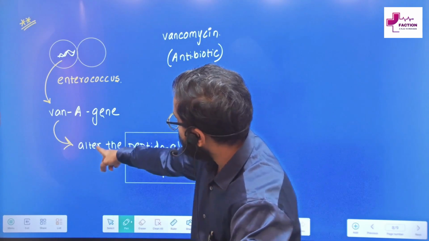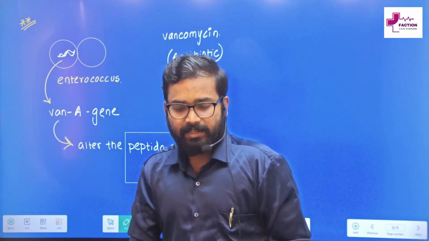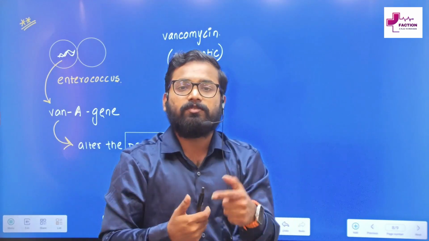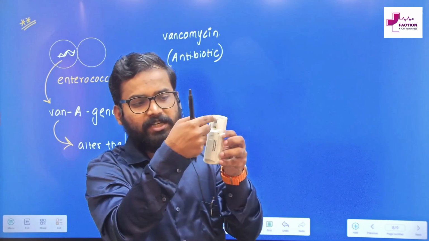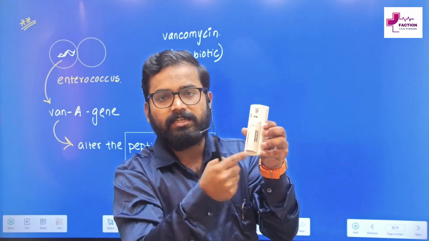What this transposon gene does is that it changes this sequence. Say initially this sequence was A, B, C, D, E.